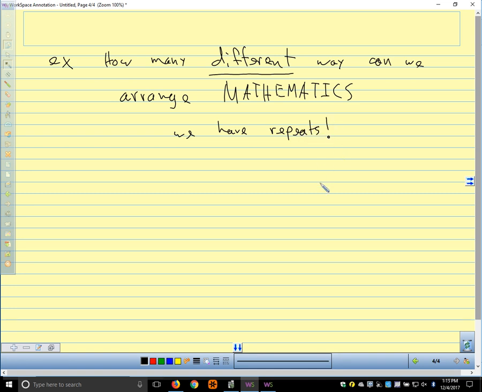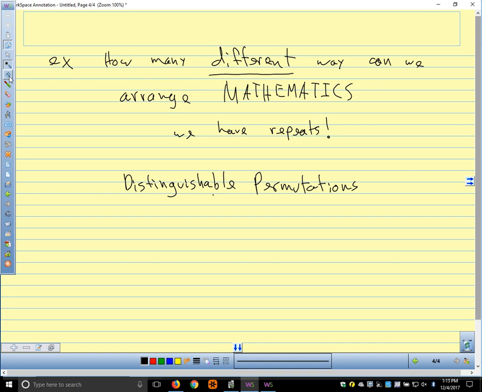So what we call this is the number of distinguishable permutations. Because if we put one M and then the other M, it's the same as if we put the second M and the first M in the same 2 places. Those 2 aren't distinguishable. So we have to take into account that. We also have 2 A's and 2 T's.